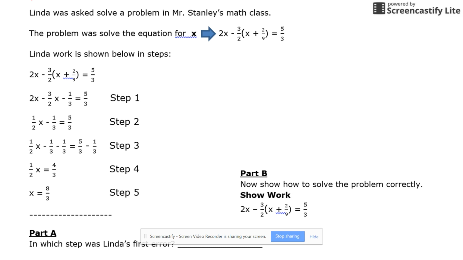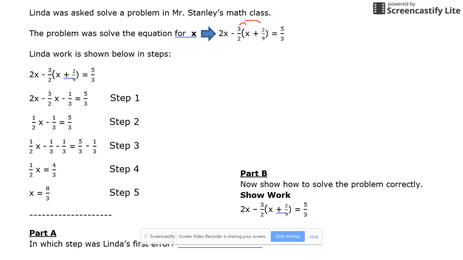So looking at this problem, let's see what was happening. Here's the problem. Solve the equation for x. And we have this thing. So we see a distributive property there. And so a lot of us would just multiply to get rid of everything, but they didn't do that. So let's check and see what happens.